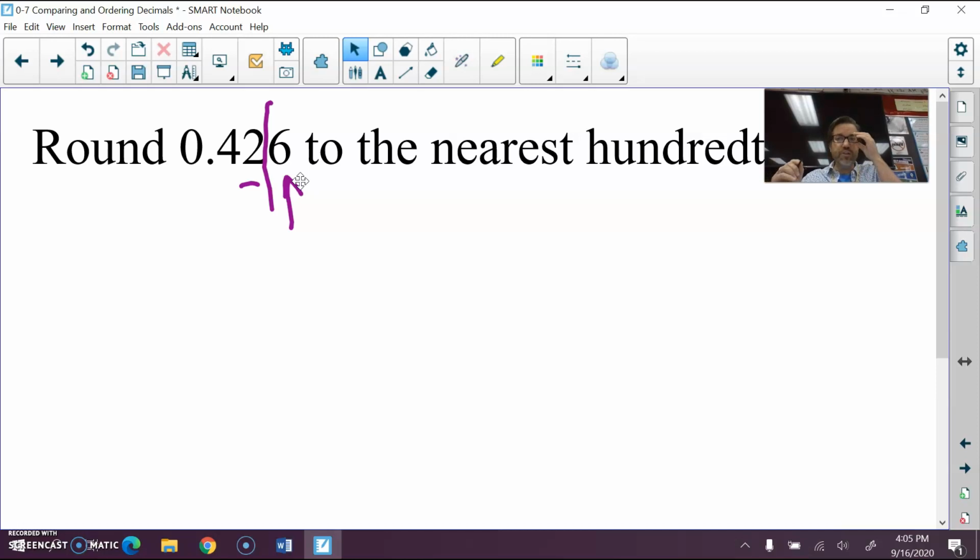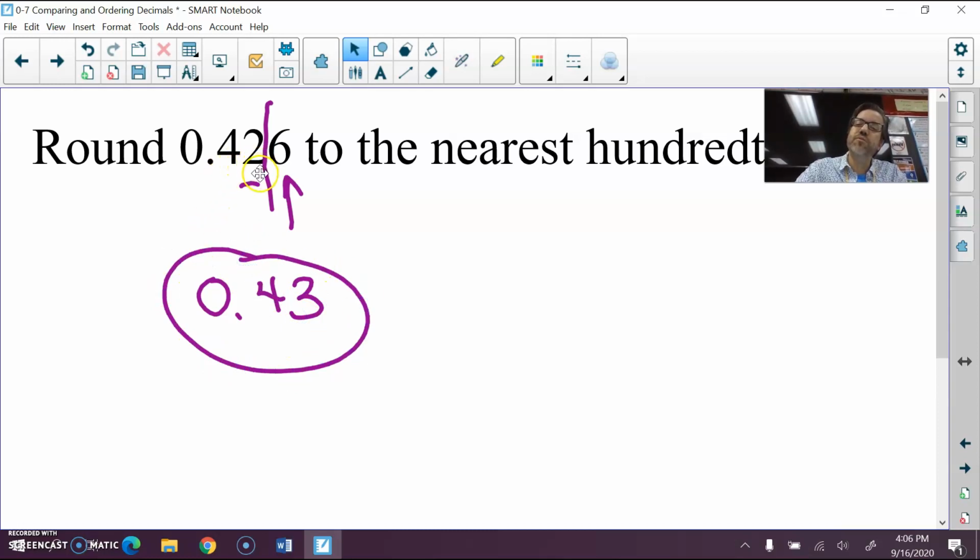Now, is that large enough to make us round the 2 up to a 3? In other words, is it closer to 0.430 than it is to 0.420? And it is. It's 5 or more, so we're going to let it soar. So to the nearest hundredth, this would be 0.43.